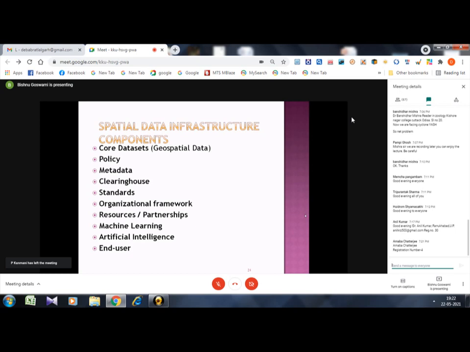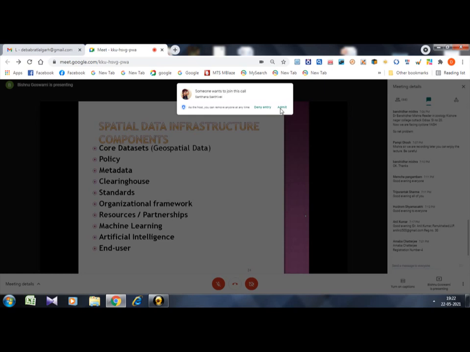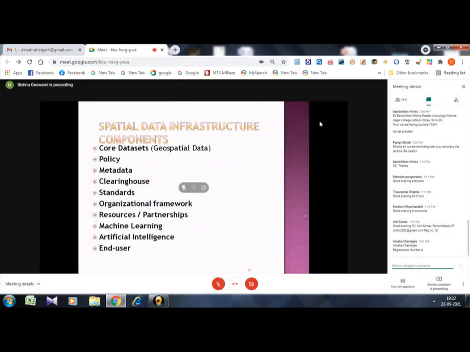And then we have standards, like in maps, we also have standards in spatial data infrastructure. We have this organizational framework, resource partnership. We have machine learning, artificial intelligence, and finally it comes to the end user to use all of these. So these are all part of the spatial data infrastructure, and it is quite a juggernaut, and we can do a lot of things in every part of the process. So it's not that if we are going to work with GIS, we have to use just maps and label parts. It's not just that. We have a lot of other useful things to do.